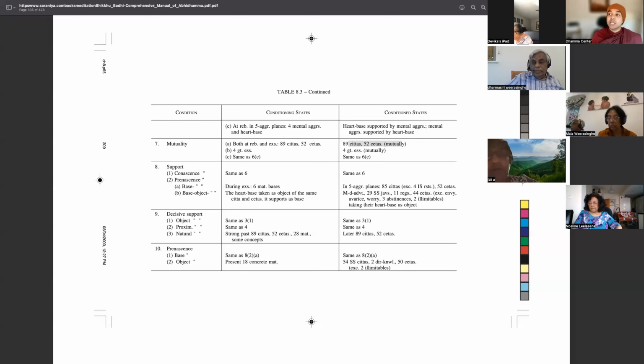What is sampayutta or association condition? Association condition is where the conditioning state and the conditioned state are both mental. They have the same base, same object, arise together, pass together. Then what is the conditioning force there? Sampayutta.